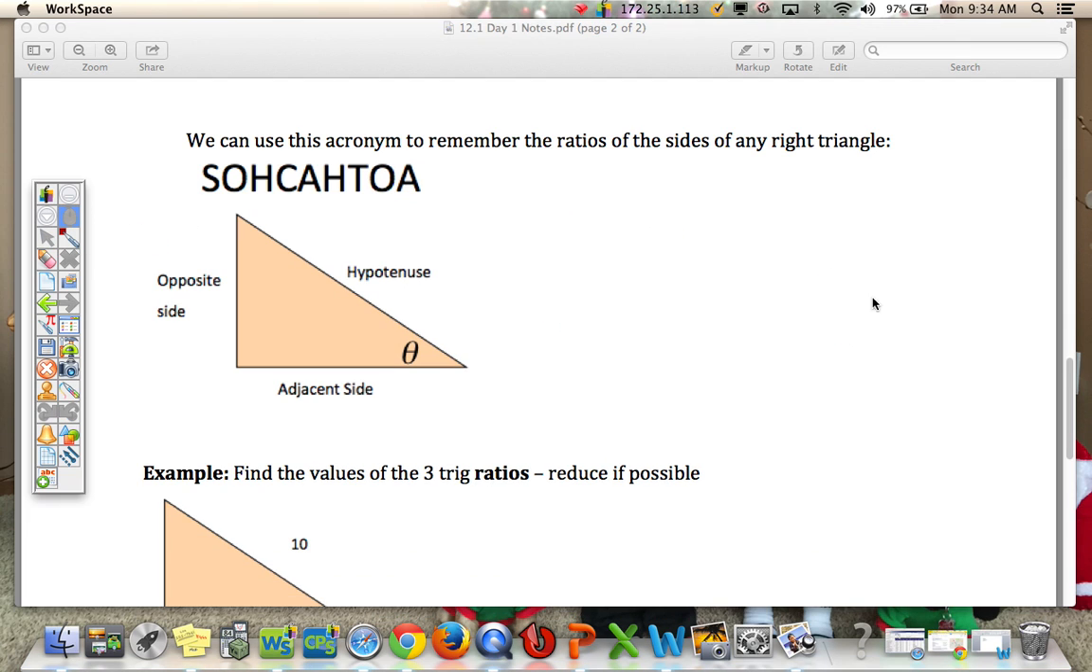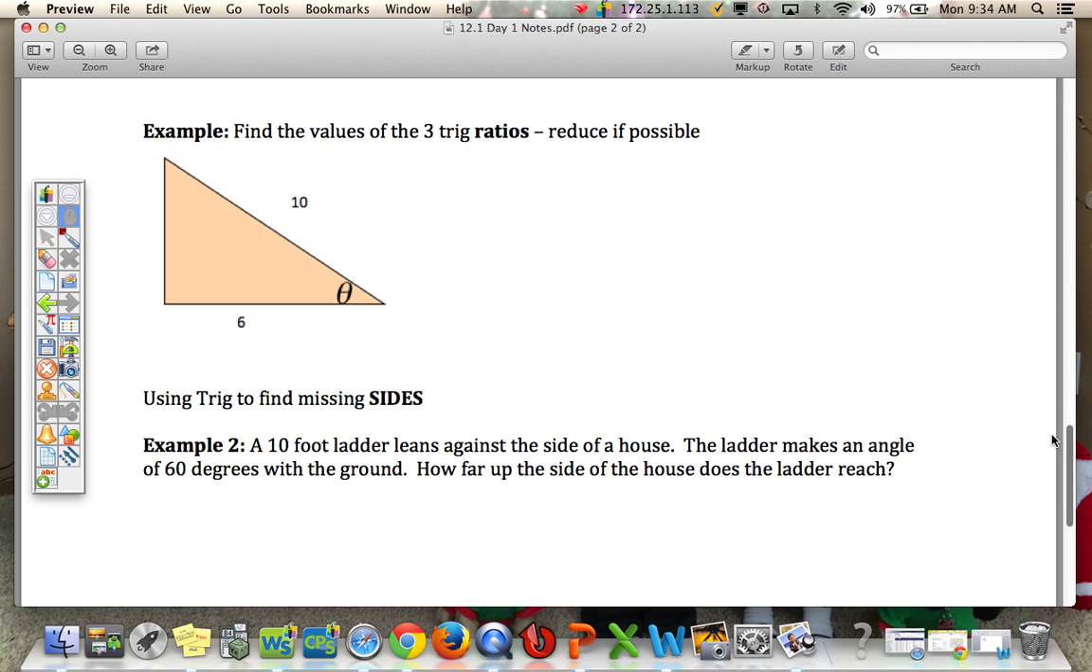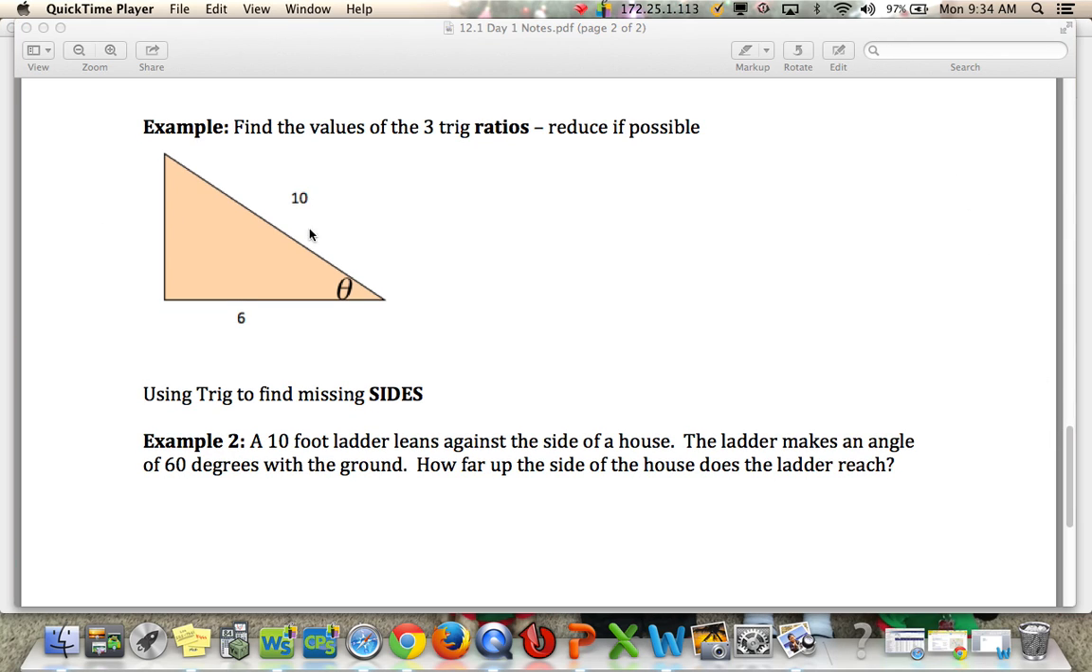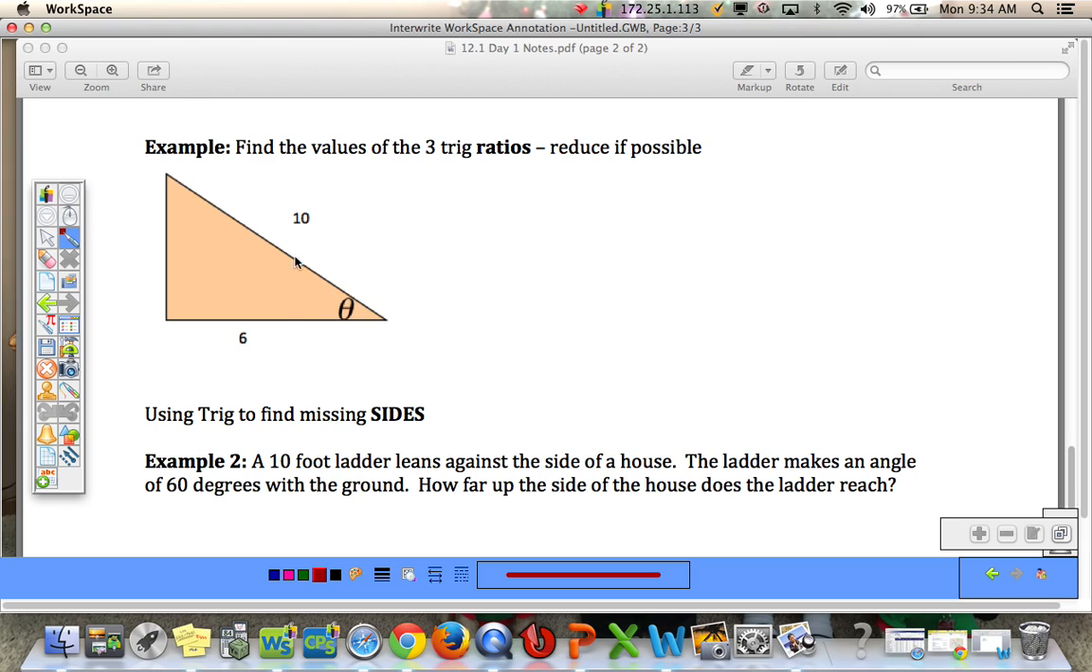So here's the first example. Find the values of the three trig ratios, reduced if possible. So first up, start with your angle, and how are your two sides related to the angle? So this is the adjacent side, because I know the hypotenuse is the side across from the 90. How can we solve for this missing side here, the opposite side? Well, it's a right triangle. You can use the Pythagorean theorem. So let's do that first.